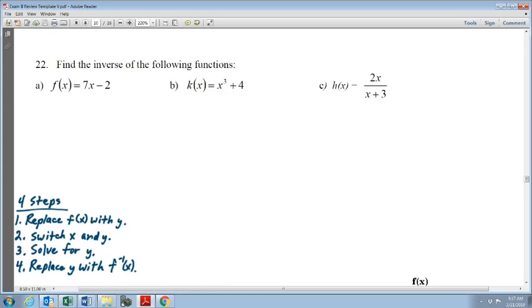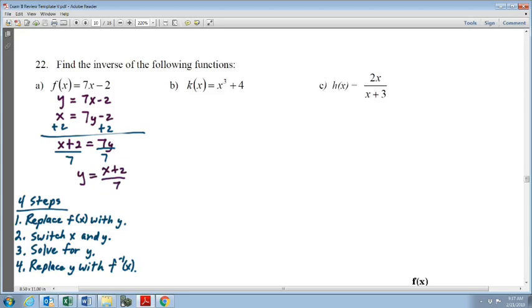So on letter A, we're going to change f of x to y. We're going to interchange x and y. And now we need to solve for y. So we're going to have to divide by 7. We're going to have to add 2 to get that y all by itself. We know we always add or subtract first. So we'll get x plus 2 equals 7y. And then we can divide by 7. And so we're going to get y equals x plus 2 over 7.